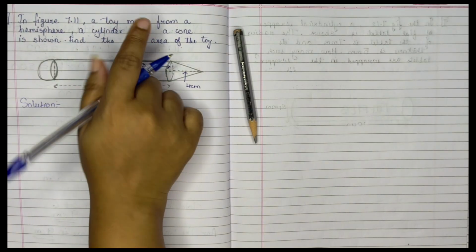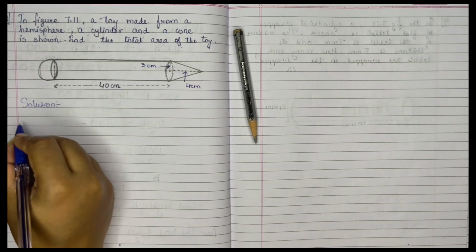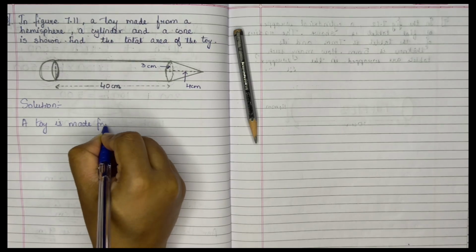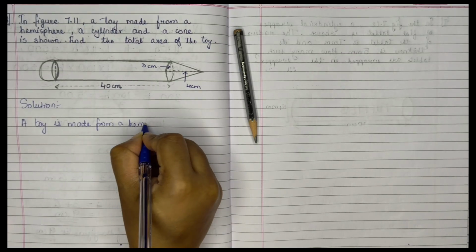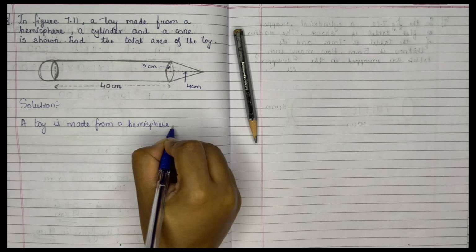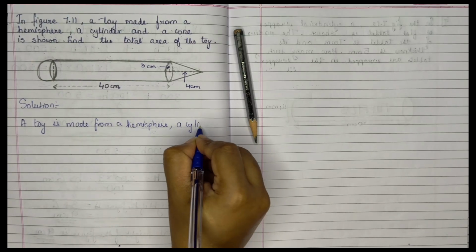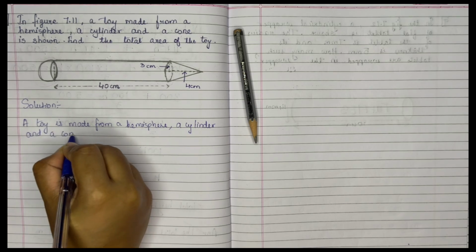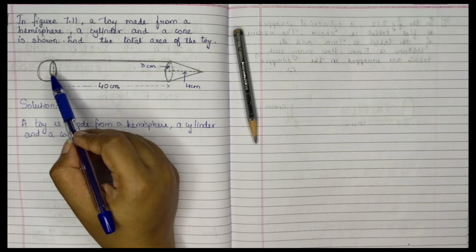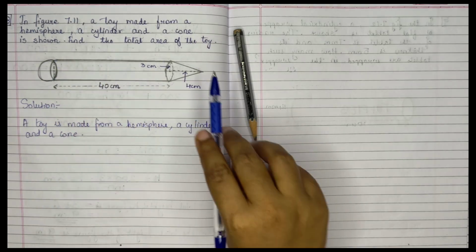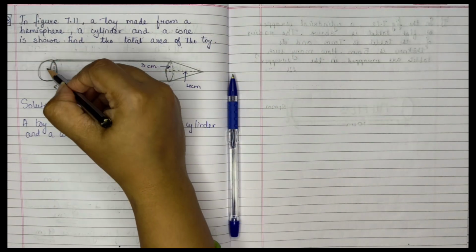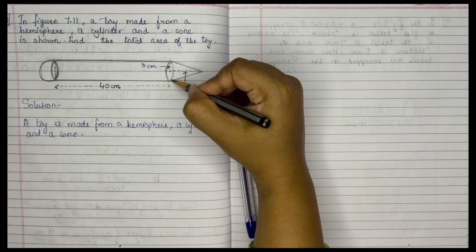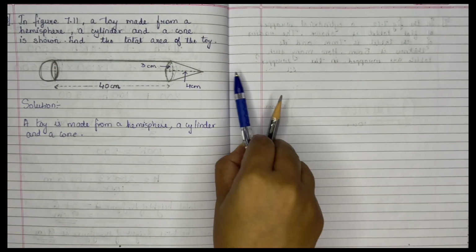It's given here in the question. You can write, a toy is made from a hemisphere, a cylinder and a cone. Now see here, they have equal bases. See here, this is the base of the hemisphere. The same thing is the base of the cylinder, plus the same thing is the base of the cone. That means they have equal bases.